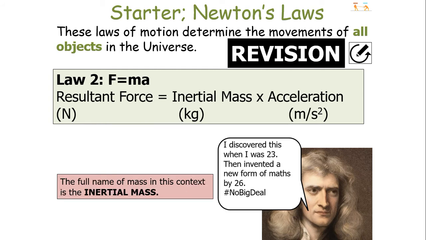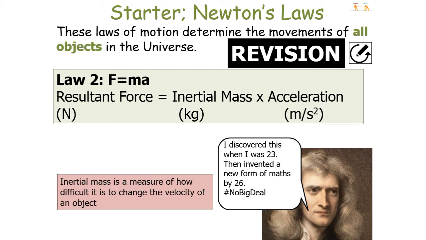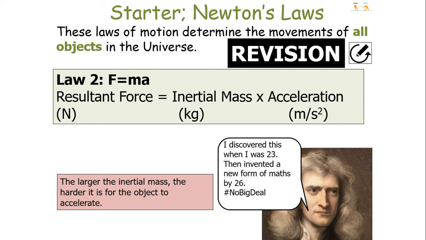Now, just to clarify, the full name of mass in this context is actually the inertial mass of an object. The inertial mass is a measure of how difficult it is to change the velocity of an object, or to accelerate it. So the larger the inertial mass, the harder it is for an object to change velocity, to speed up, to slow down or to change direction. The larger the inertial mass, the harder it is for an object to accelerate.